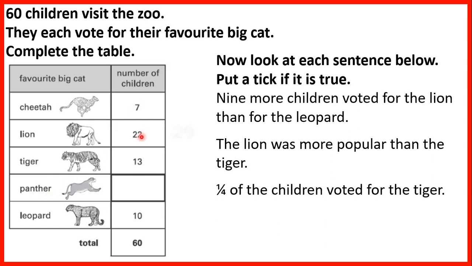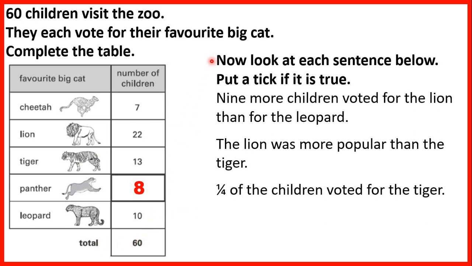So 7 plus 22 is 29, plus 13 is 42, plus 10 is 52. So we have a total of 52 children voting for the other cats and 60 children altogether. So if we find the difference, if we subtract 52 from 60, that means that 8 children voted for the panther, because 52 plus 8 makes a total of 60.